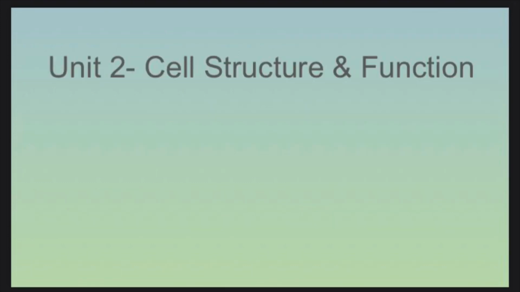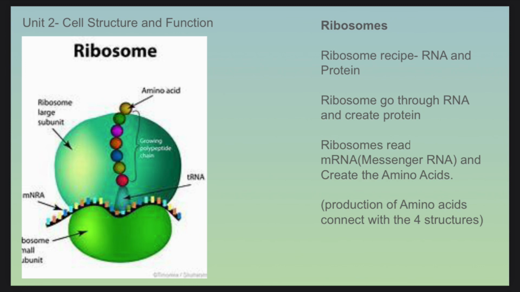And these pentose sugars create those DNA structures. Okay, now we're in Unit 2, Cell Structure and Function. Now, let's talk about ribosomes. The recipe to create ribosomes is RNA and protein. So ribosomes go through the RNA and create the protein, which you can see in the image: mRNA goes through the ribosome and creates the amino acids. Ribosomes read the mRNA, the messenger RNA, and create the amino acids, the production of the 4 structures we saw earlier.